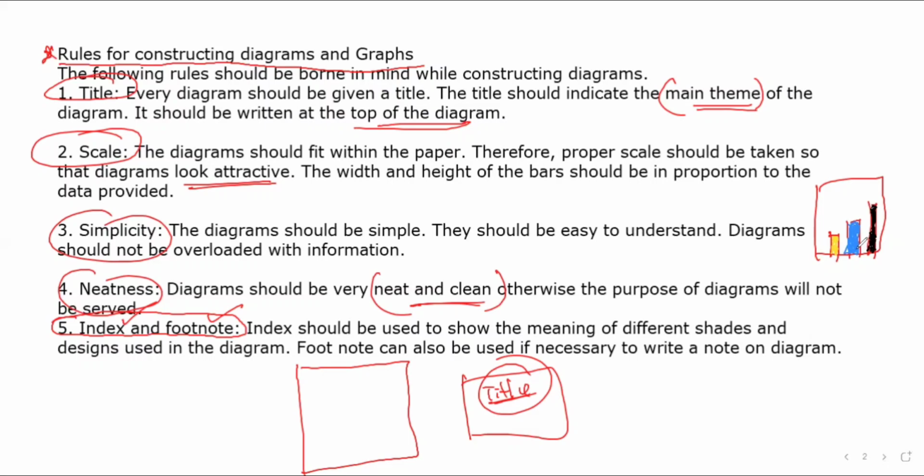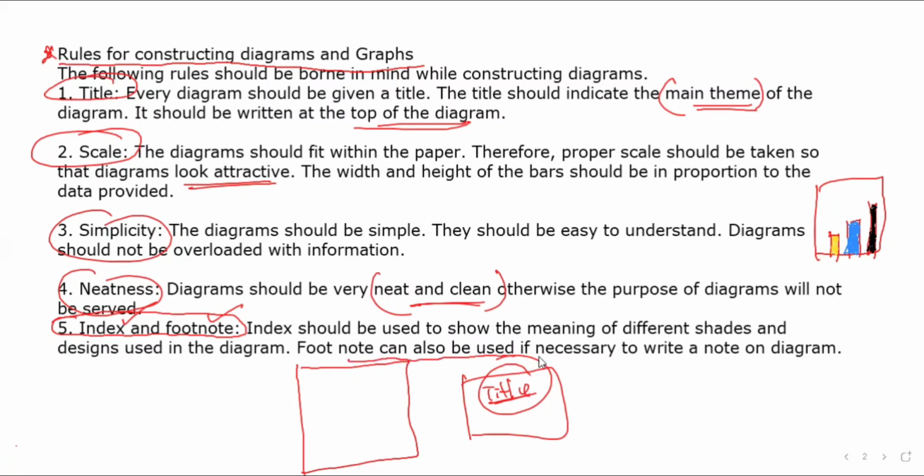Indexing means that the index should be used to show the meaning of different shades. Right. So it means I can use the shades here. Yellow represents parameter one. Sky blue or blue represents one more parameter, and black represents one more parameter, like that. Right. So the index is used to distinguish between the data sets. Then we have the footnote.